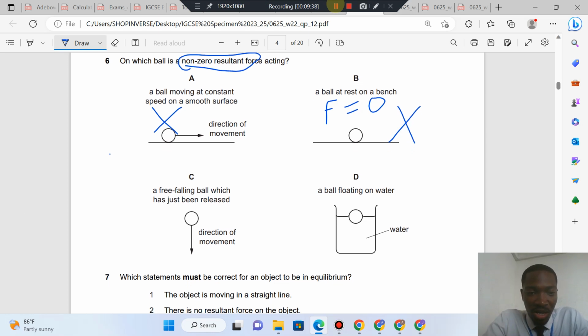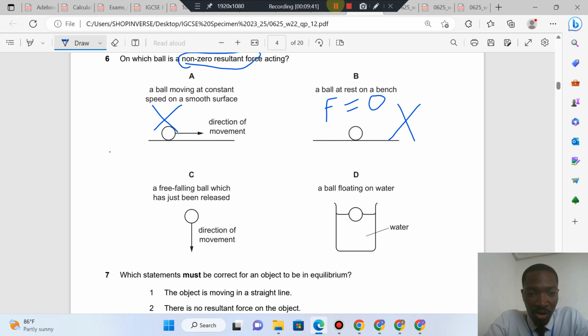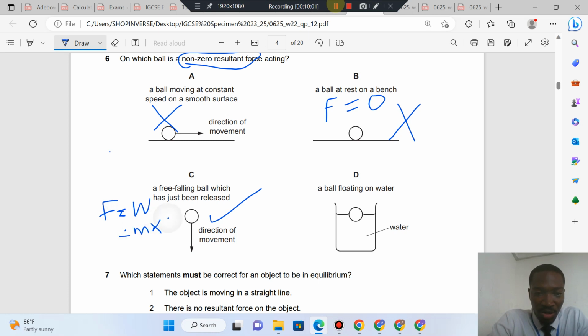Option C, a free-falling ball which has just been released. Yes, this is when the resultant force is non-zero. Why? Because the resultant force is equal to the weight of the object. The weight will always bring it downwards, and weight is mass times acceleration due to gravity. The weight acts in this direction, downwards. That's why the object would move in this direction, due to gravity.